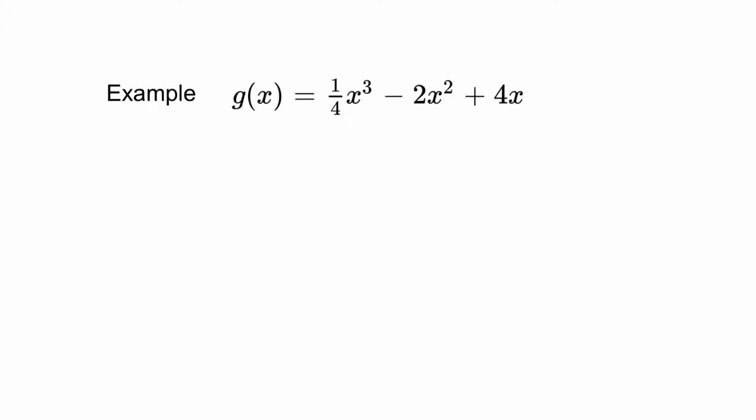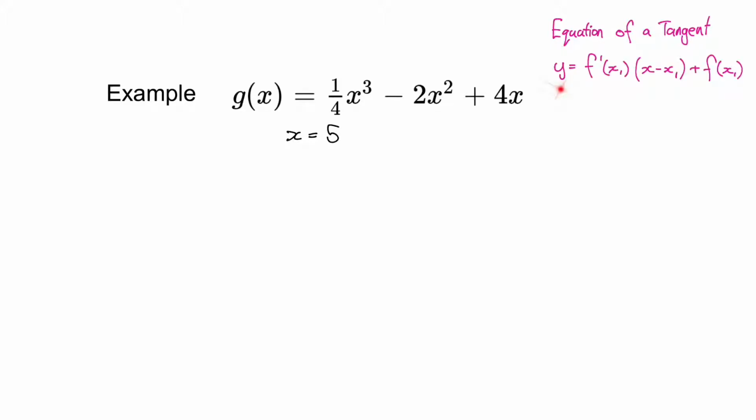So now we're going to find the equation of our tangent for this equation here when our value of x is going to be equal to 5. Well, we're going to be finding the tangent, so our equation for the tangent is given by y is equal to the derivative at our value of x outside of x minus our value of x plus our function evaluated at x. So our first step, we'll find out what our function of x is.